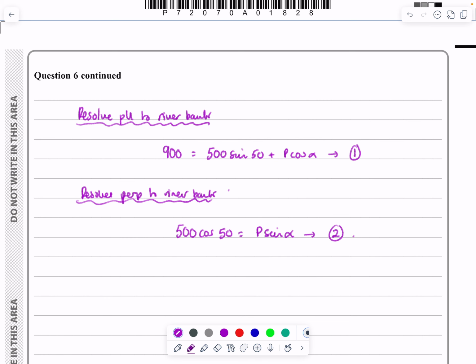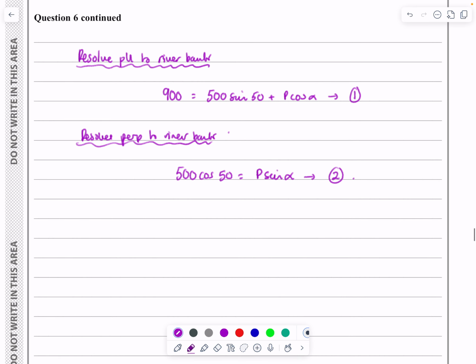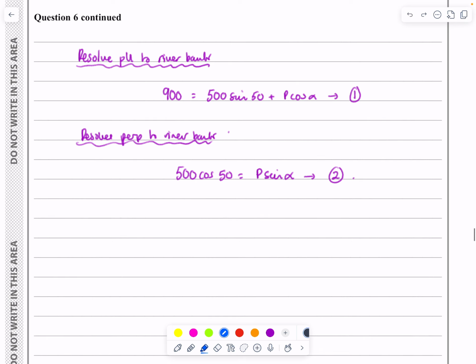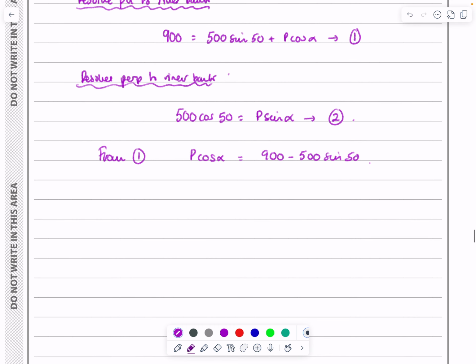If you've done any questions on this out of the textbook, we know this is one of our classic situations where I've got P sine and P cos here. So the quickest way of tidying these two up is if you divide them. So first of all, let's just take number 1 and make it actually P cos. From 1, I'll get that P cos alpha is equal to 900 minus 500 sine 50. Just call that equation 3 for a second.